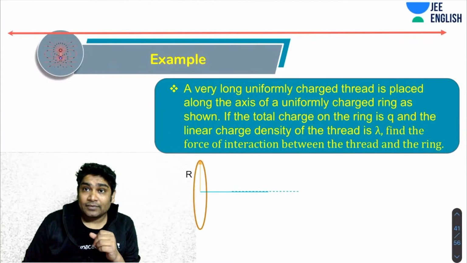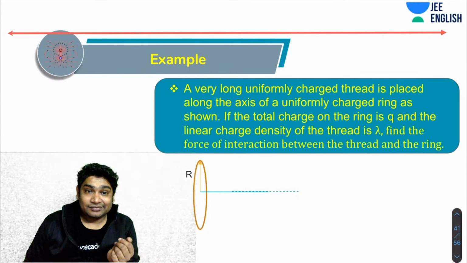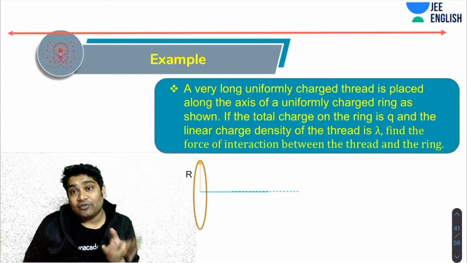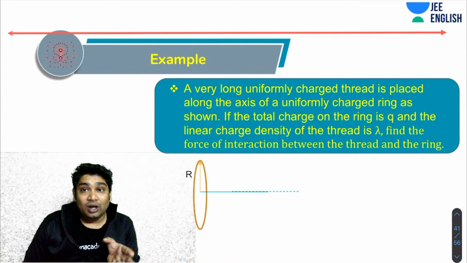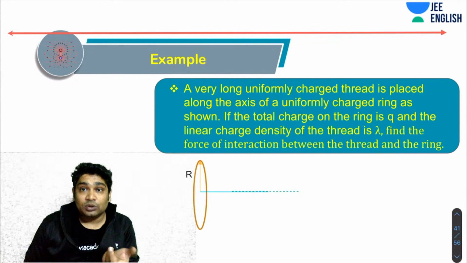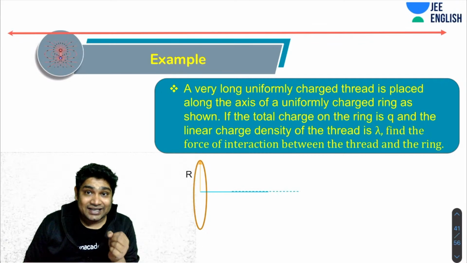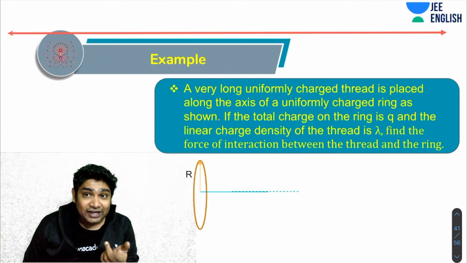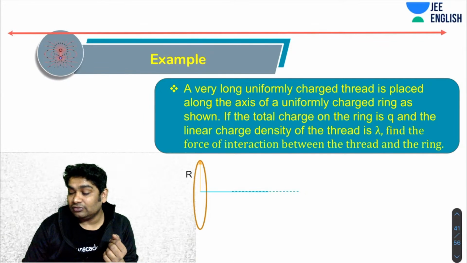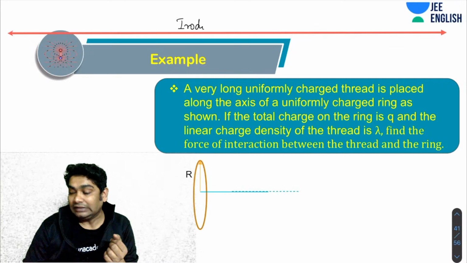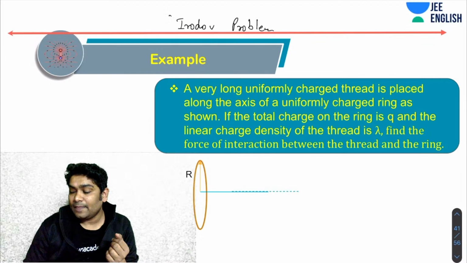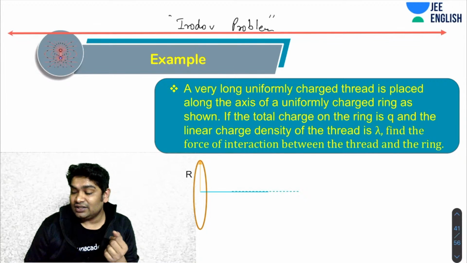All right. Now let's try one more question then. This says a very long uniformly charged thread is placed along the axis of a uniformly charged ring as shown. The total charge on the ring is Q and the linear charge density on the thread is lambda. Find the force of interaction between the thread and the ring. I think if I remember correctly, this is a problem from Irodov. This is a good advanced level problem. If I remember correctly, this one was in Irodov.